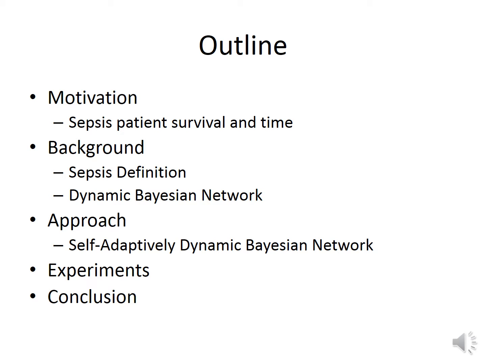This is the outline of my presentation. First, I introduce the motivation why we do sepsis early warning. And then I will present some background about the sepsis definition and the dynamic Bayesian network. Based on the background, I will propose our approach, the self-adaptively dynamic Bayesian network for sepsis screening. And the experiment results and then the conclusion will be presented finally. First, let's see the motivation.